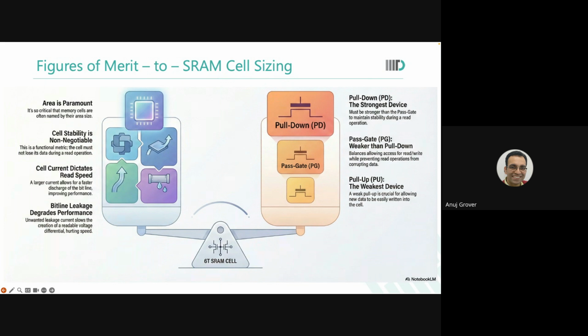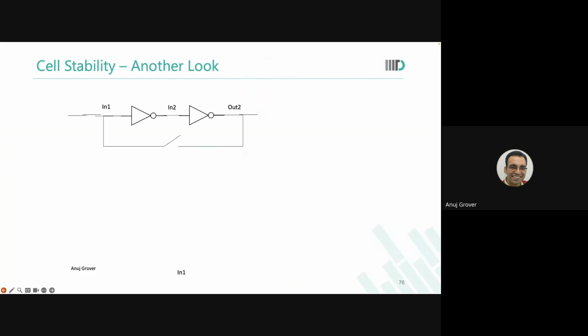Are you able to see this? We have already seen that stability and writability are completely opposing challenges. If you want to make the cell very, very stable, it is no longer writable. If you make it very easily writable, it is no longer stable. So there are lots of optimizations, balancing acts that we have to do when we are designing the SRAM cell. So now let's look at stability once more.